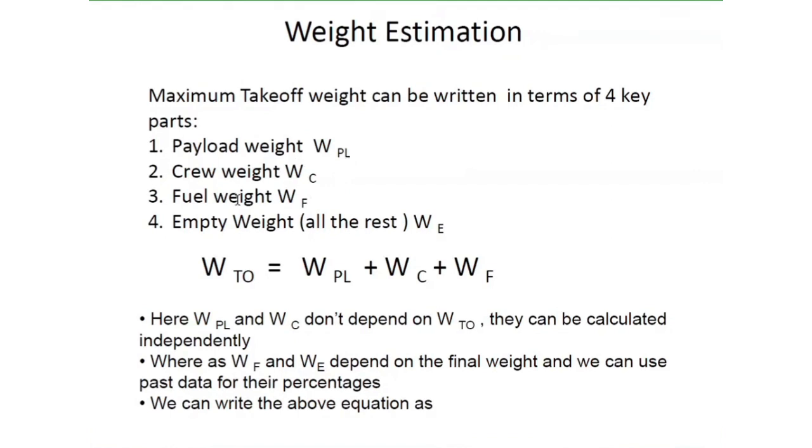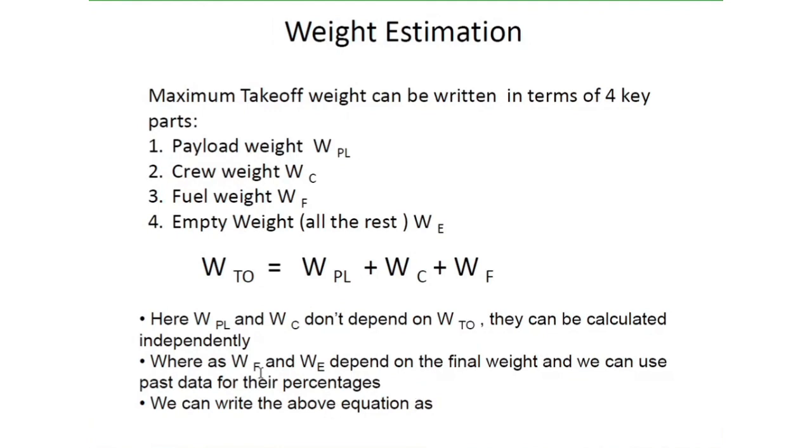Okay, then the next one is the fuel weight. It has to carry some fuel, and that fuel is needed for the journey it's going to make, the distance it's going to travel, how long it's going to travel, and some reserve ratios and stuff like that. And the last one is empty weight, meaning all the rest. So your entire aircraft weight is broken up into payload weight, crew weight, fuel weight, and all the rest as WE. So if you write it as an equation, WTO is WPL plus WC plus WF plus WE.